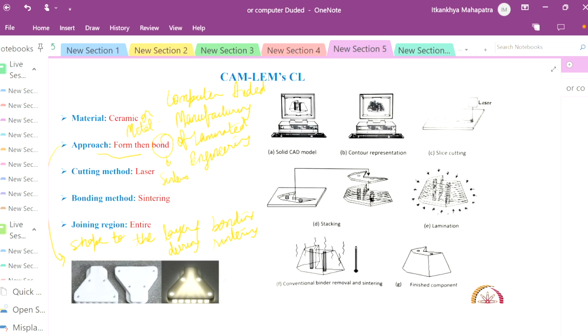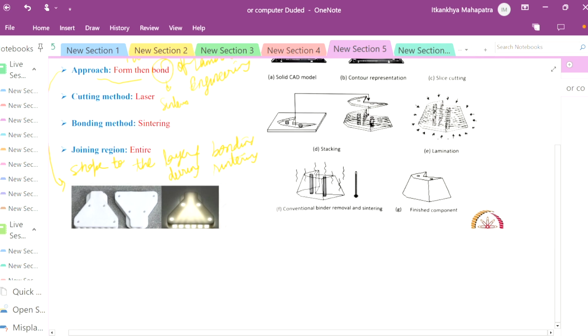Here the cutting is using a laser. For the bonding method, previously we used adhesive, now we are using sintering. During this entire phase of joining, the bonding method is usually diffusion.